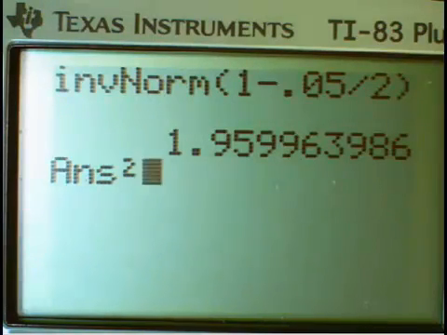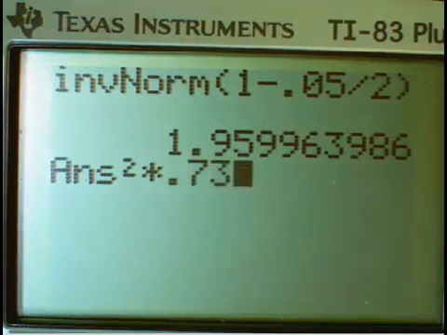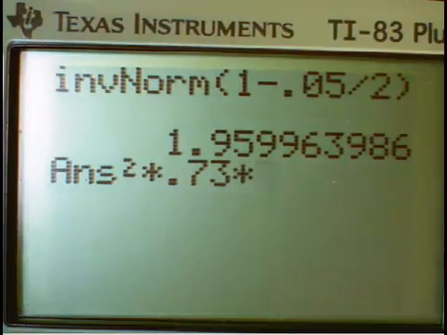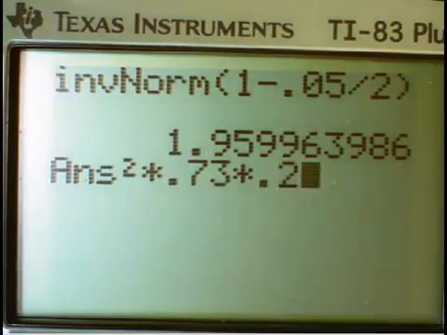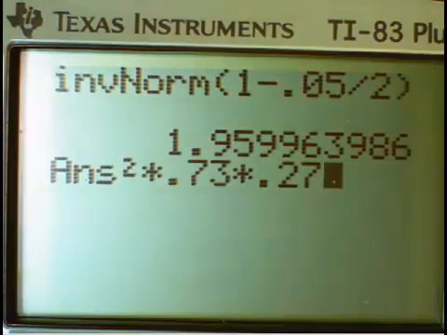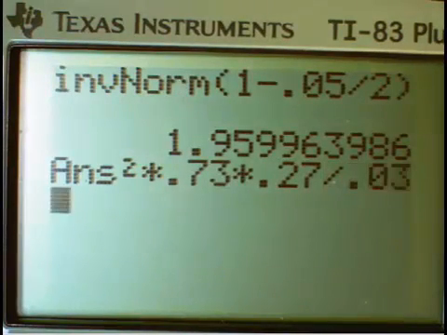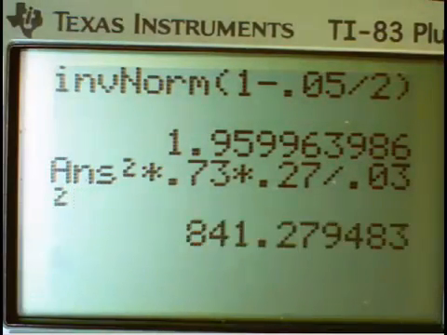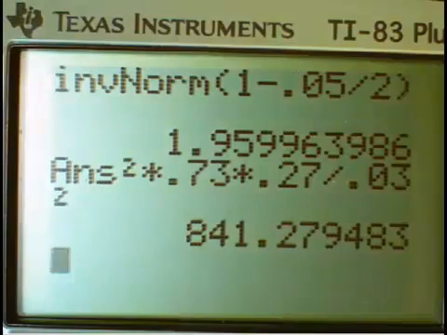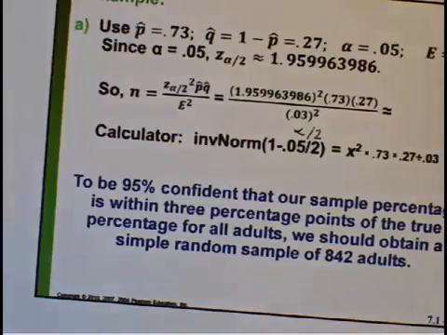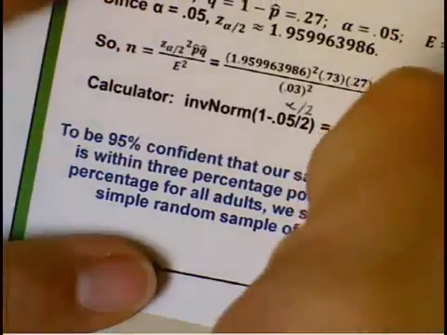My answer squared times the p hat was 0.73 times the q hat is 0.27 divided by my e, 0.03 squared, and then equals, and I get an approximate value of 841.3.